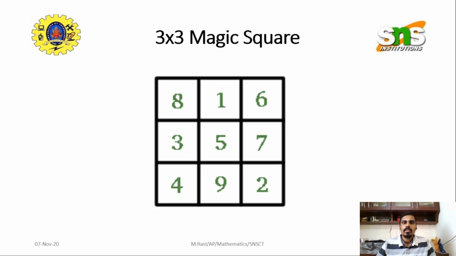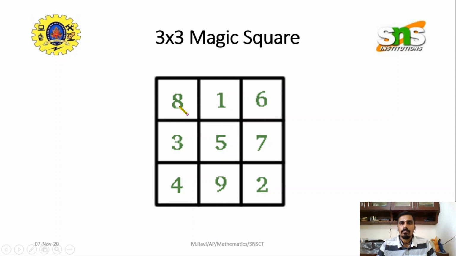Okay. So just look at this 3 by 3 magic square. It has 3 rows and 3 columns. First, I'm using the numbers from 1 to 9. So just look at that. Well, just add all the rows and all the columns.